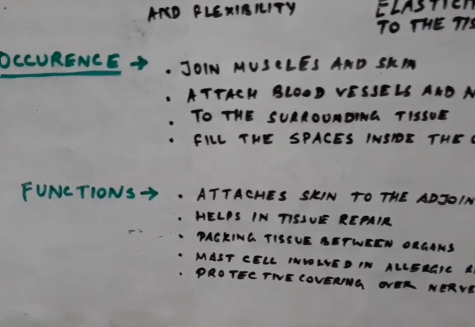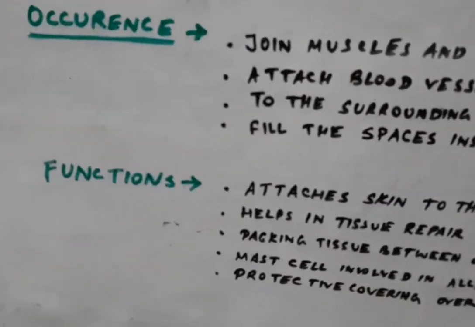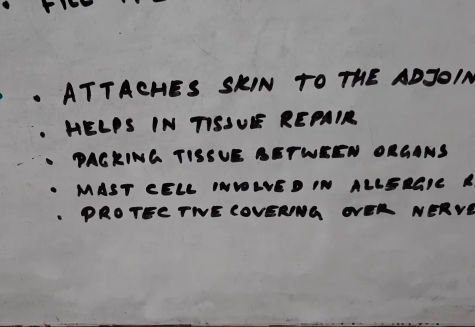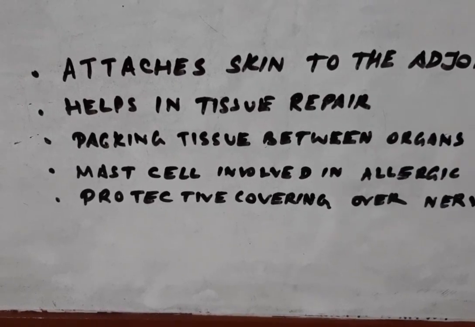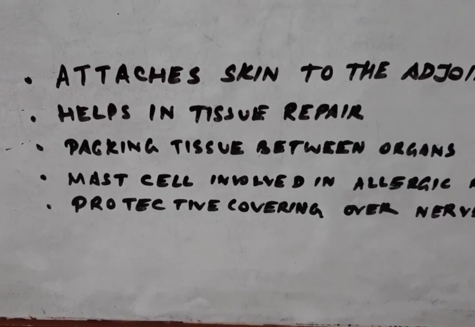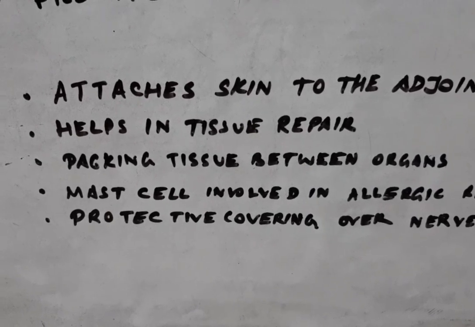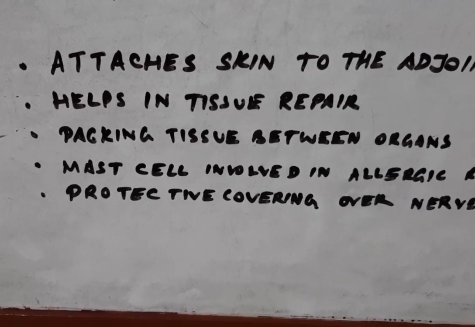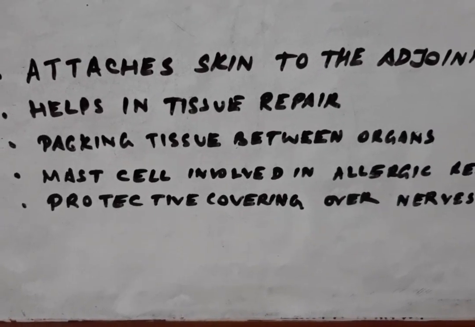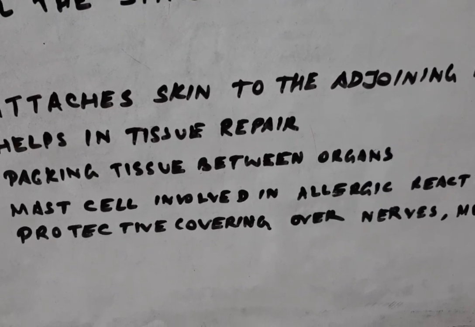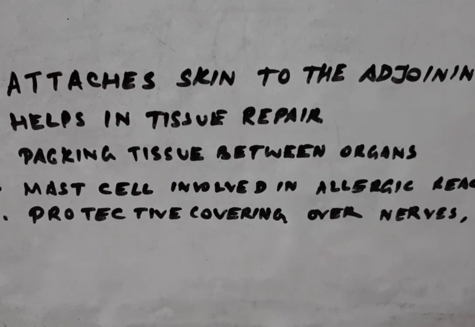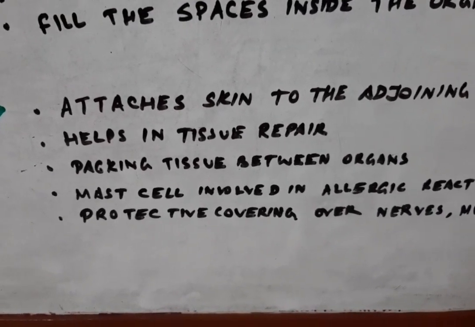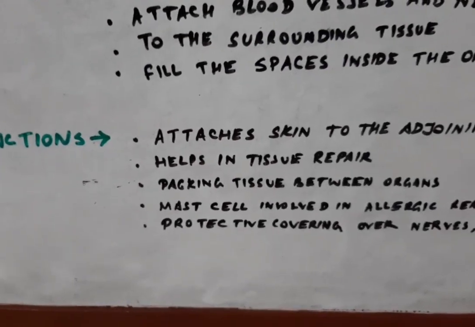Now look at the functions of the areolar tissue. What are the functions? It attaches the skin to the adjoining muscle. It helps in repair after injury. This type of tissue acts as packaging between the organs in the body cavity and supports them. The mast cells of the connective tissue are involved in the body's allergic reaction, and finally it provides a protective covering over nerves, muscles and blood vessels. So these are the functions of the areolar tissue.